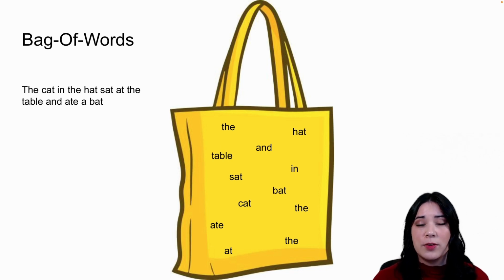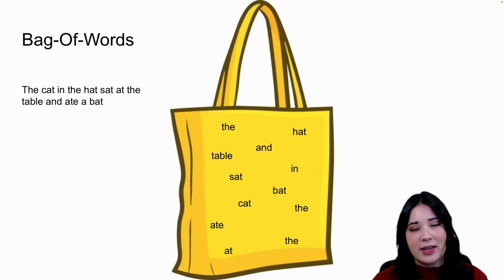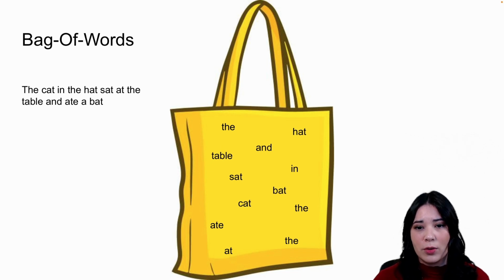Bag of words refers to times when we are thinking of text not as an actual sequence, but as a collection of words whose order does not really matter. For example, with the sentence, "The cat in the hat sat at the table and ate a bat," we could think of that as a collection of words where their order doesn't really matter. They're just jumbled together in a bag that represents, for instance, the topic of the document that we're talking about.